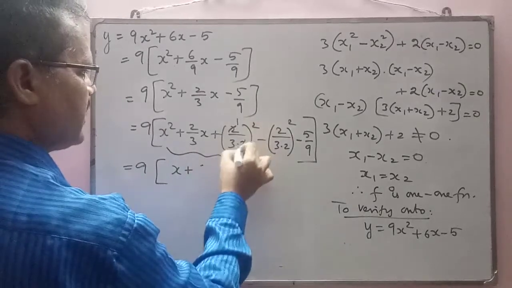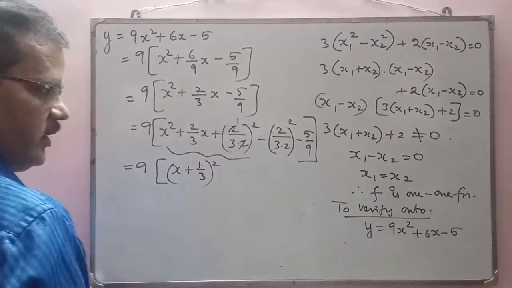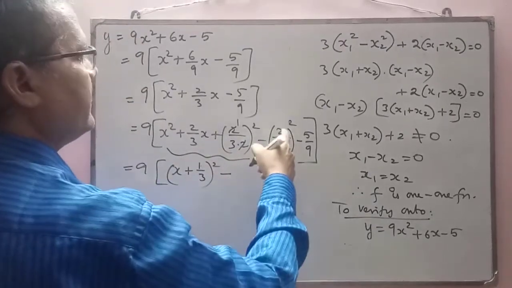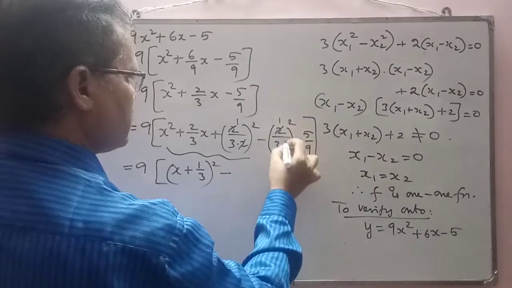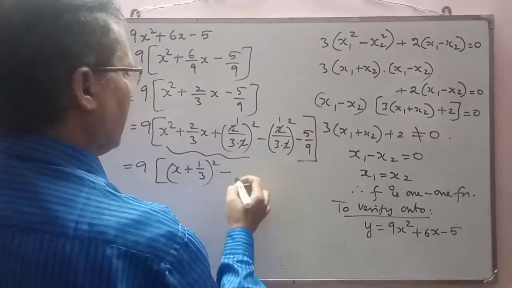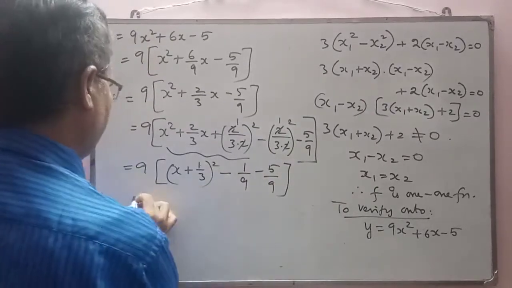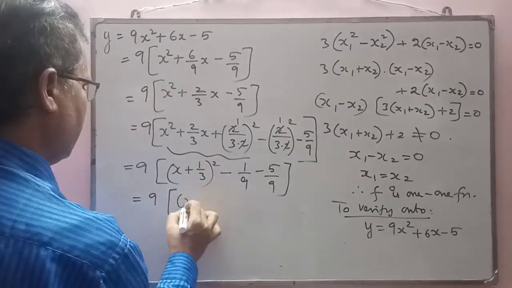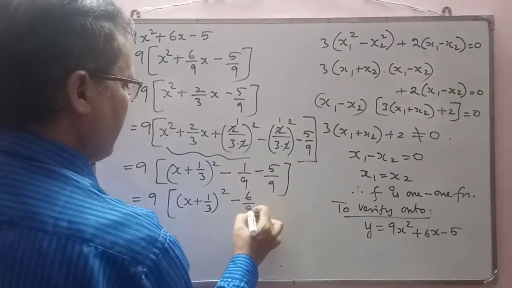So 2 gets cancelled. So you have 1 by 3 the whole squared minus this is 4 and minus 5. Okay children, here also this 2 and 2 gets cancelled. So you will have 1 by 9 minus 5 by 9. So 9 times (x plus 1 by 3) the whole squared minus 6 by 9.